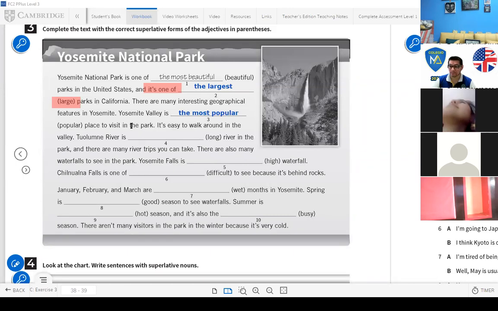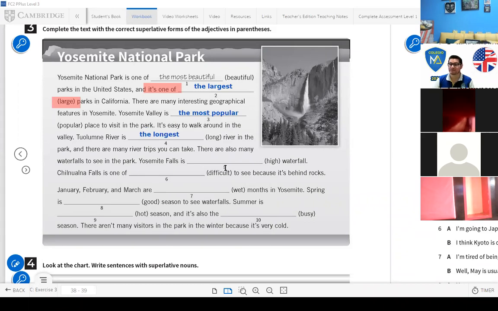Okay. Superlative de long. Todo superlative ya. Long, le agregamos EST. Ya está superlative. The longest river in the park. And there are many river trips you can take. There are also many waterfalls to see in the park.